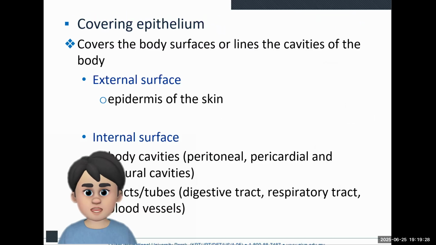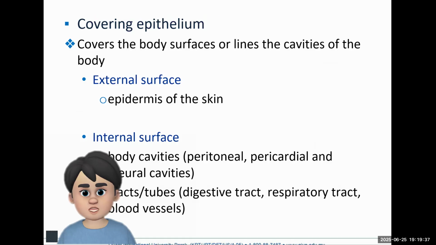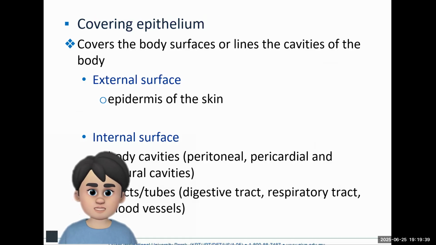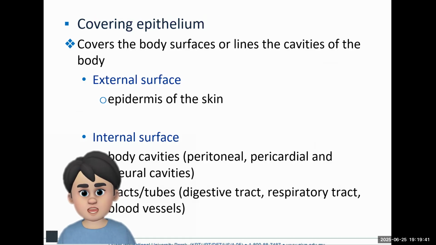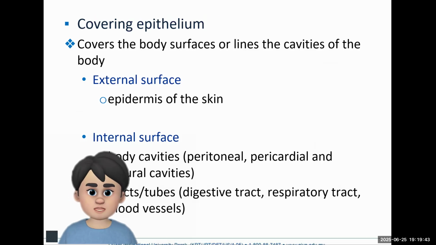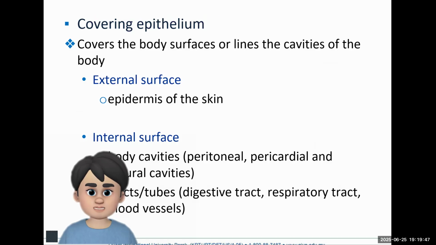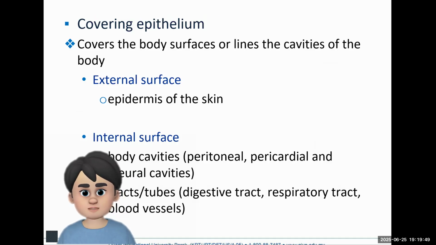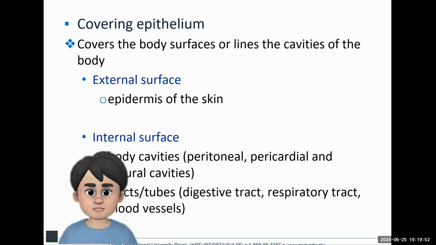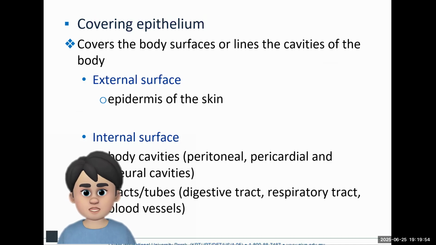Next one. Right. So next one is what we are going to talk about, covering epithelium. Covering epithelium covers the body surfaces and lines the cavities of the body. So external surface: epidermis of the skin. Internal surface: body cavities, so you get peritoneal, pericardial, and pleural cavities. Then tracts, that means tubes, the digestive tract, respiratory tract.